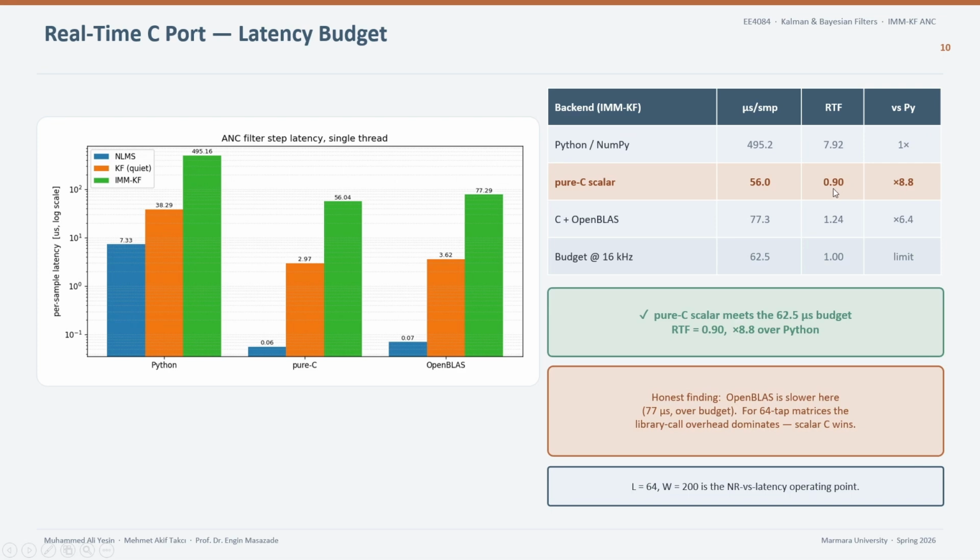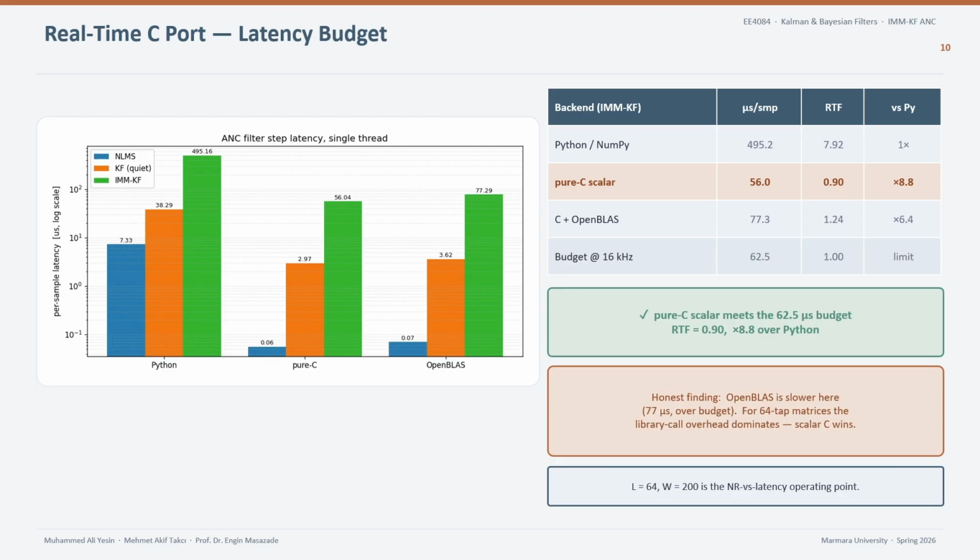Now, an honest finding. We expected an optimized BLAS library to be even faster, but it was actually slower, 77 microseconds, over our budget. The reason: our matrices are tiny, 64 by 64, and at that size, the library call and threading overhead dominates the actual arithmetic. Scalar C keeps everything in cache with no call overhead. So, for embedded ANC, plain scalar C is the right choice. A useful lesson for anyone building one of these small on-device systems.